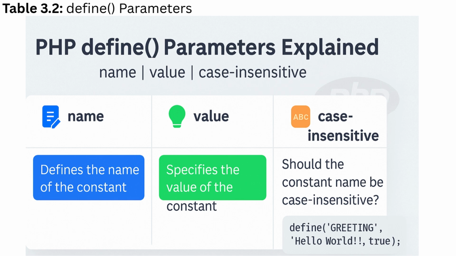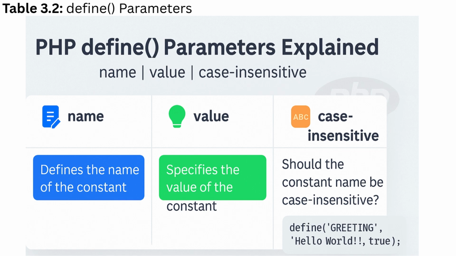Both will work. For example, define('greeting', 'hello world', true). Now you can call it as greeting, GREETING, or even Greeting, and all of them will return the same result: hello world. However, it's important to note that case-insensitive constants are not recommended in modern PHP coding practices. In fact, newer PHP versions have deprecated this feature because it can lead to confusion and inconsistency in your code. So it's always better to keep constants case-sensitive, just like variable names.